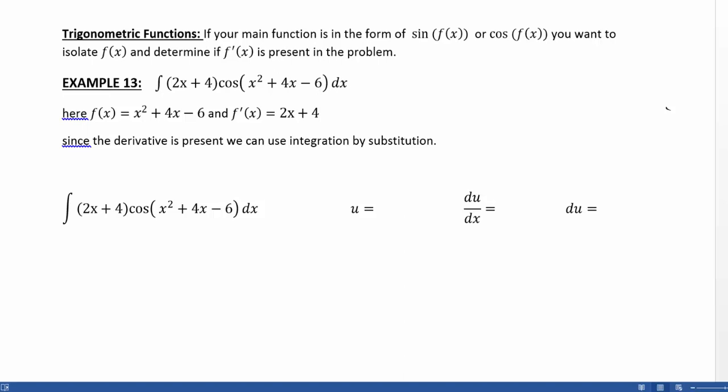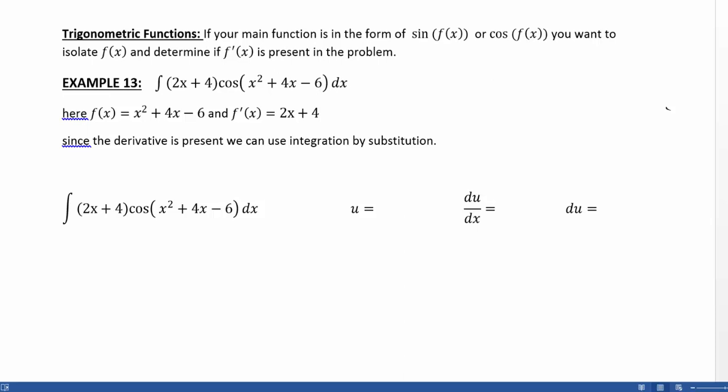Integration by substitution with trigonometric functions. So, if your main function is of the form sine of f of x or cosine of f of x, we want to isolate the inside function f of x and determine if the derivative of that function is also present in the problem. If it is, then your problem is a good candidate for integration by substitution.